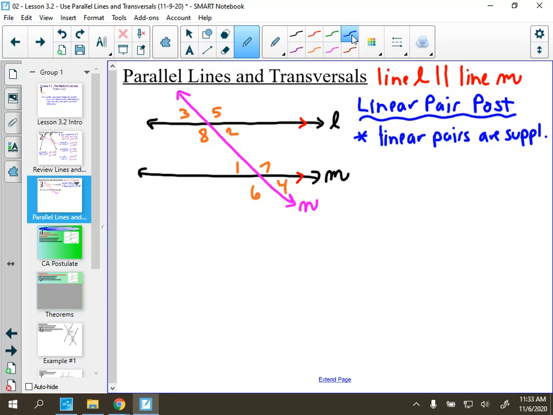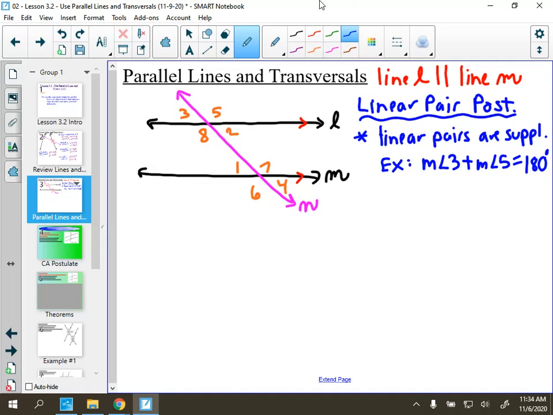Linear pairs are supplementary. There's just too many to name, but the example could be the measure of angle 3 plus the measure of angle 5 equals 180. How did you know that? How did that have to be true? Because the linear pair postulate says so. It says that linear pairs are supplementary, and I think we know that. So again, I could do this with 3 and 8, 2 and 5, 1 and 7, whatever.